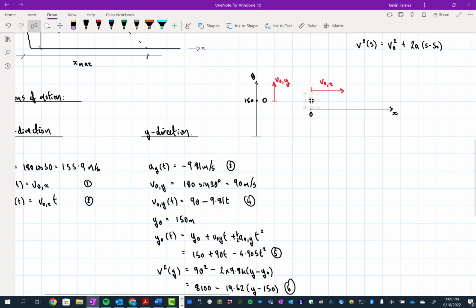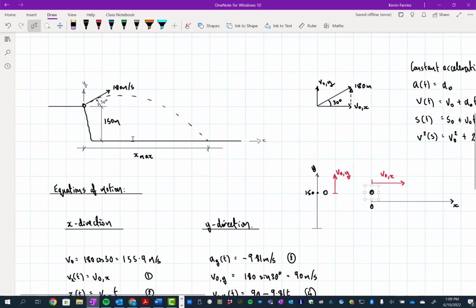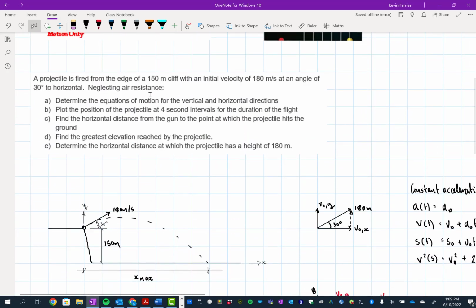With this one, with the horizontal component of that motion, it's just going to be traveling along at constant speed in the horizontal direction, like so. And then when we put those two together, we will get a graph of this. So let's just do the graph, I think.